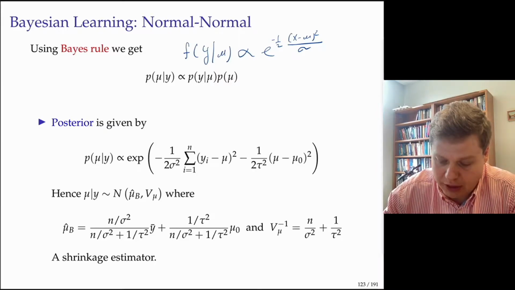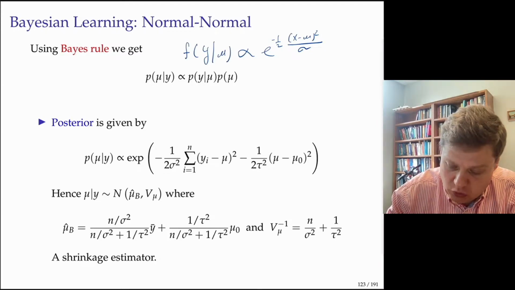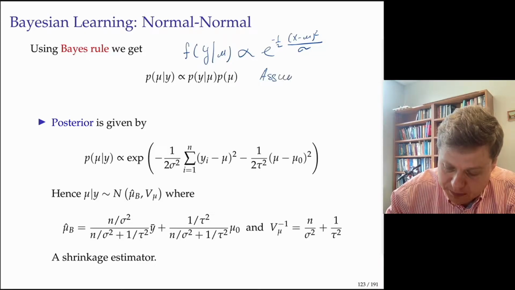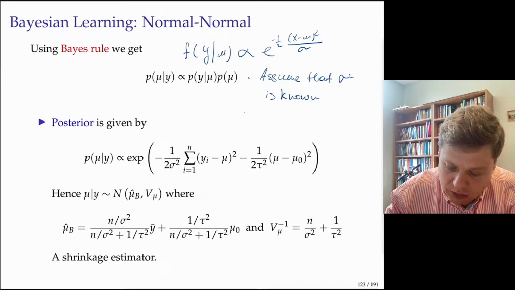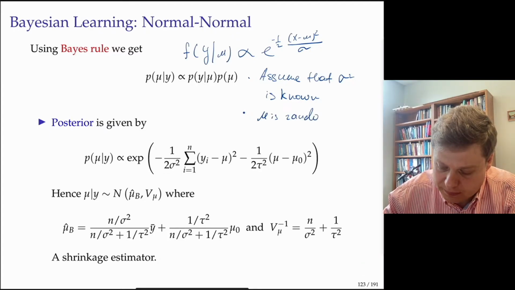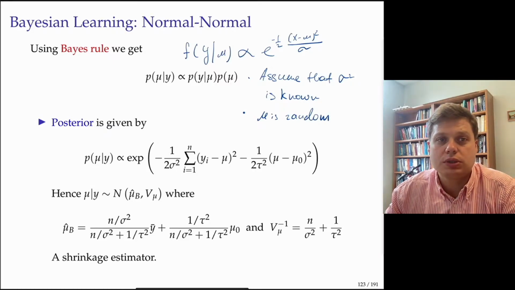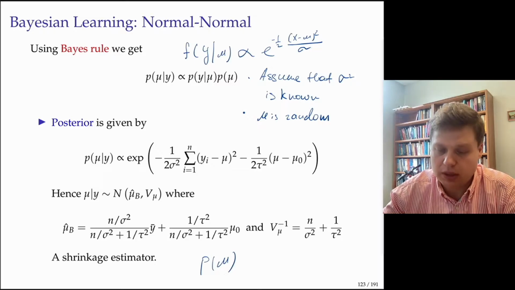And so if we choose y given mu to be normal, and we assume that sigma squared, or sigma, is known, and we only need to assume that mu is random, then we need to choose the prior distribution over mu. We need to choose a prior distribution over mu that has a similar functional form as the likelihood.